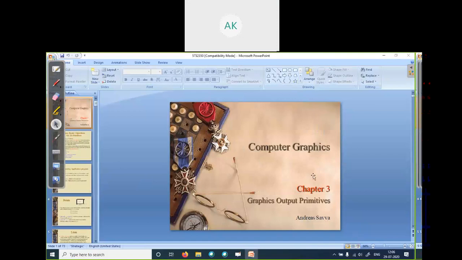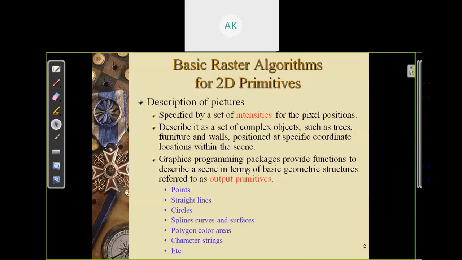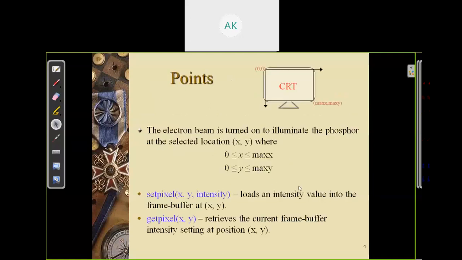So let's start today's class. In the previous class, we were discussing line drawing algorithms. We have discussed what the output primitives in computer graphics are. These are the basic output primitives: point, straight lines, circles, curves, polygon, character, etc. Primitives are what is to be generated, and attributes are how primitives are to be generated, just the characteristics of your primitives.